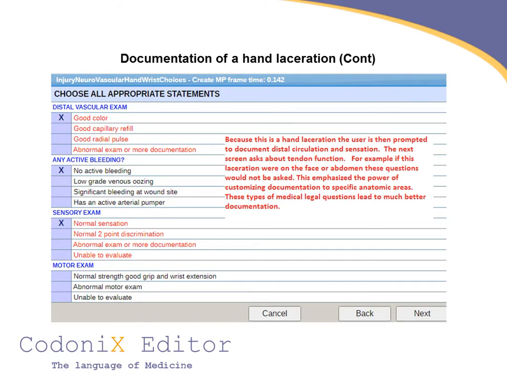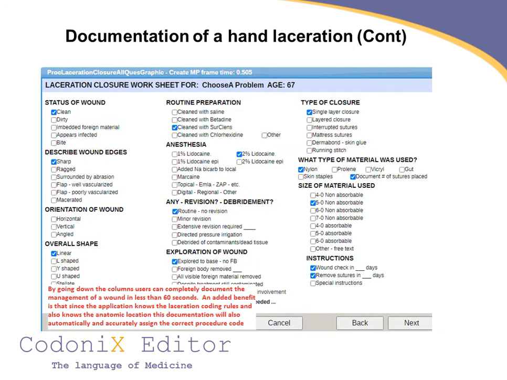Because this is a hand laceration, the user is then prompted to document distal circulation and sensation. The next screen, which you're not seeing here, asks about tendon function. For example, if this were a laceration of the face or abdomen, these questions would not be asked. This emphasizes the power in customizing documentation to specific anatomic areas. These types of medical legal questions lead to much better documentation.